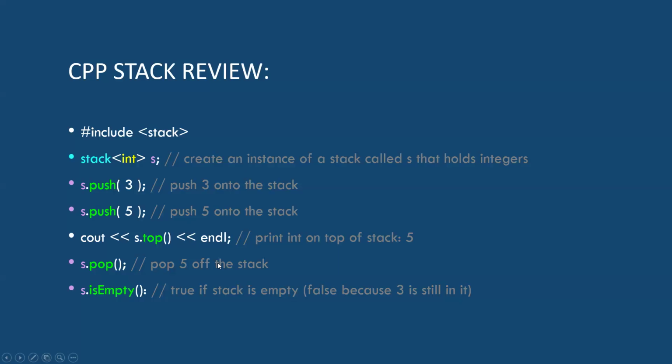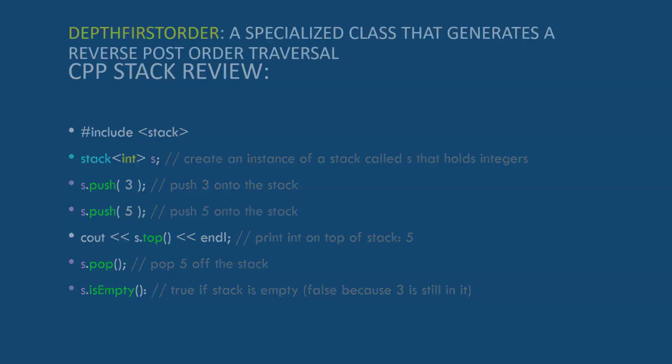So pop does not return a value, it just gets rid of it. So we have to peek at it and then pop it, okay? So top and pop for our C++ stack in our code, okay?